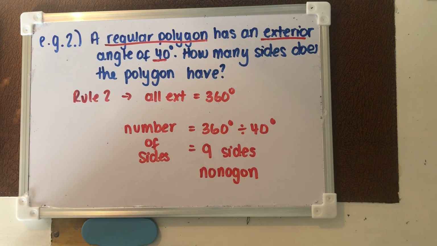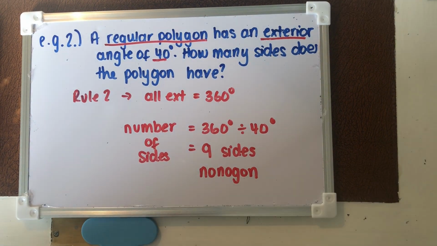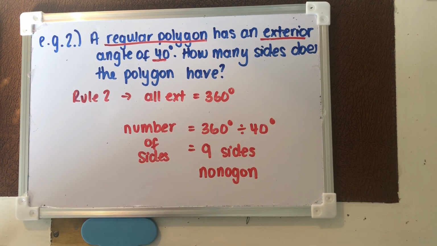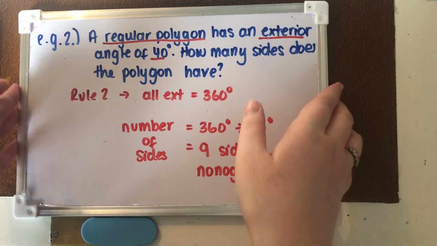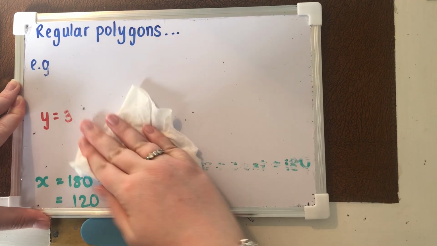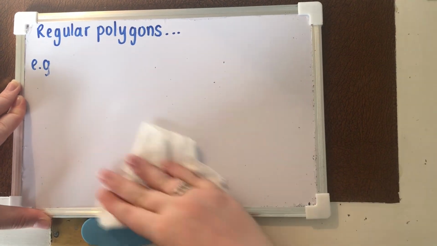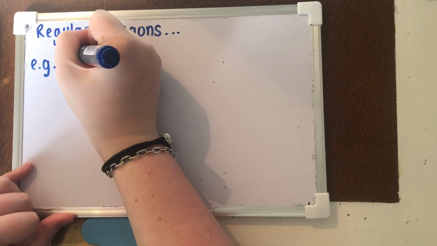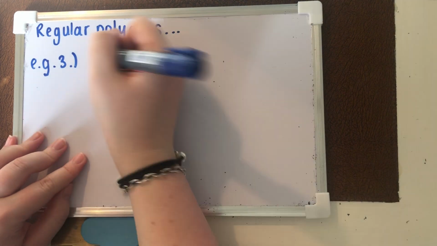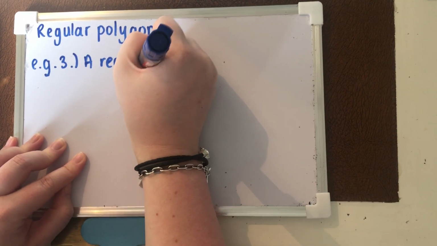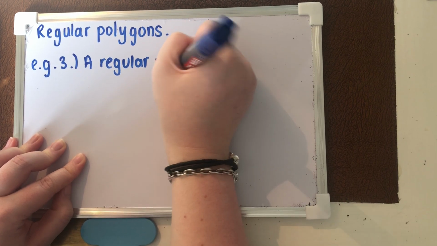Okay, so that's a really nice quick question. You can do it the reverse, which is what we're going to do next, where we're going to be given the interior, but it's still roughly the same rule. There's just an extra step at the beginning. Okay, one more. Let's quickly write this out. Okay, so EG3. So irregular polygon.